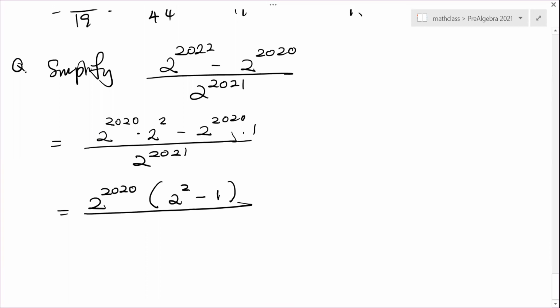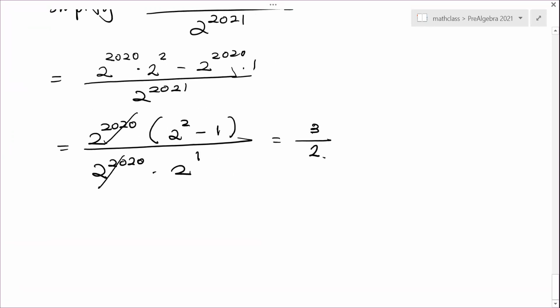That's a factor we call it. Have a common factor, you can take it out. And then the denominator can also be written as 2 to the 2020 times 2 to the power 1 here, right? So now it's clear that this number is very big, but we don't care. It's going to be cancelled out. So the numerator will be 4 minus 1 is 3, so it's just 3 over 2. That is the answer.